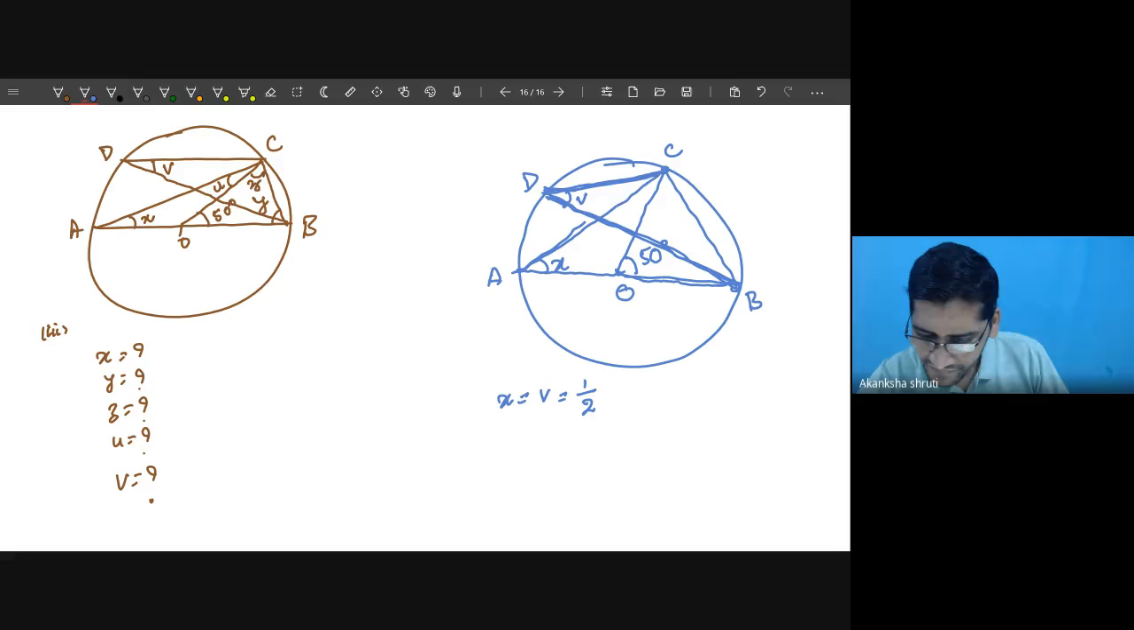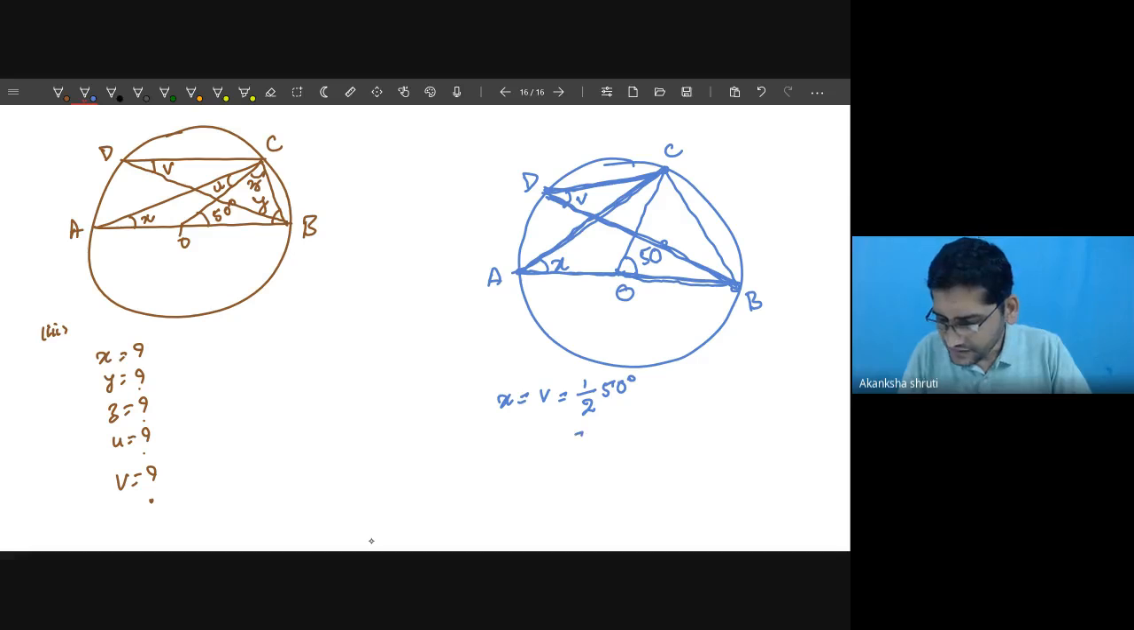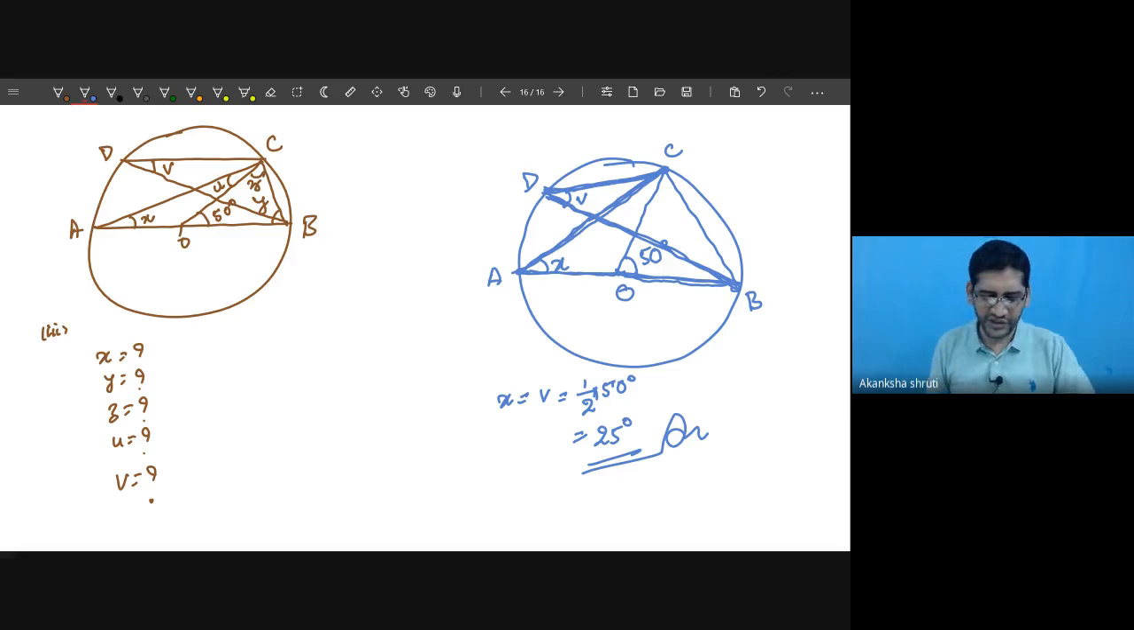Okay, students? Are we getting? It is like this one. So you should be careful. Just observe the figure carefully. Observe which arc is common or which chord is common. Accordingly, you apply. So this will be half of the angle at center, which is your 50 degrees. So this is 25 degrees. Are we getting? So it is one of the questions.